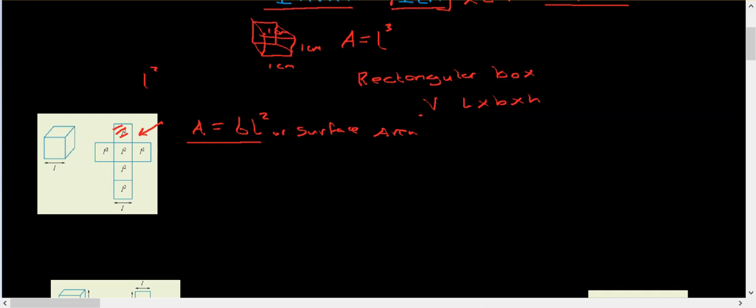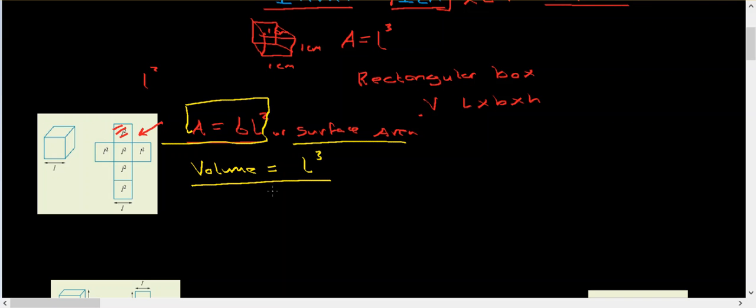Now, we can also work with the volume then as well. So the volume, which is V, is going to be equal to the length cubed. So again, it's just a general rule. So this is surface area, and this is the formula for getting the surface area, 6 times the length squared, and then this is the formula for getting the volume of a cube.